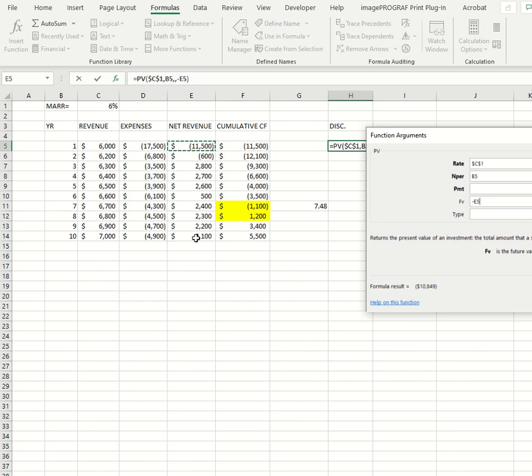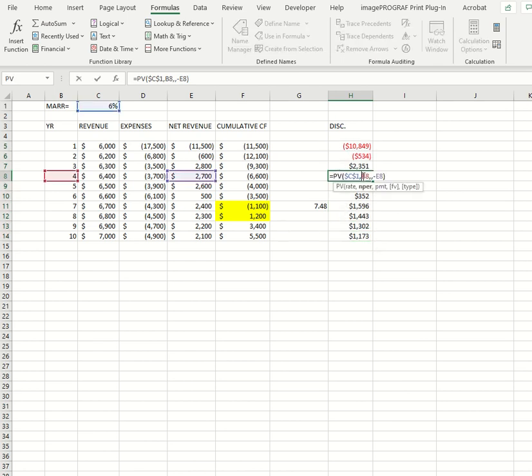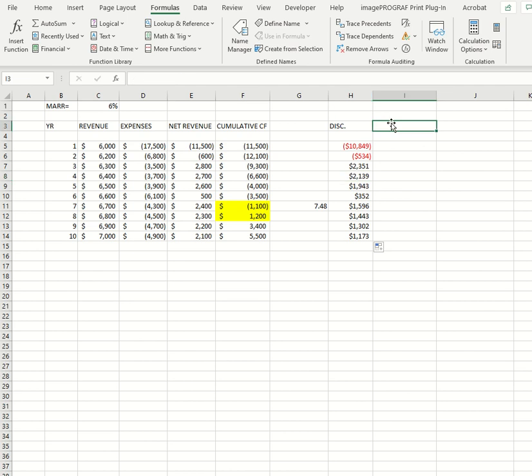Because we're back onto the net revenue. We're not worried about this portion anymore. Okay. So what we'll do is we're going to copy that down. And it didn't change this location for each time, which it normally would have if we hadn't put the dollar signs in. Now we need to get the cumulative discounted.